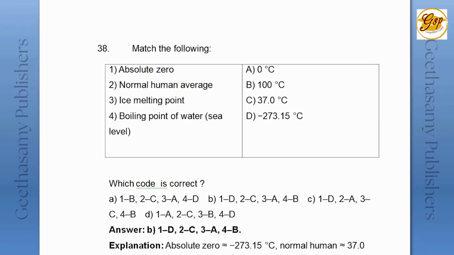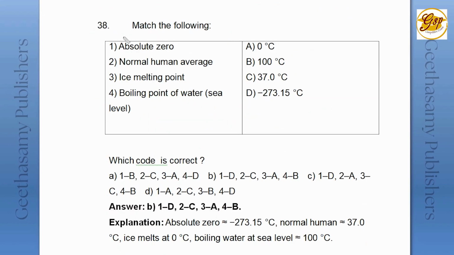Fine. And 38th question, match. Absolute zero, normal human average, ice melting, boiling point. So absolute zero, it's D, minus 273.15, normal human 36 centigrade, ice melting 0 degree, and boiling point 100 degree. So answer is B, 1D, 2C, A, 3A, and 4B. Fine.